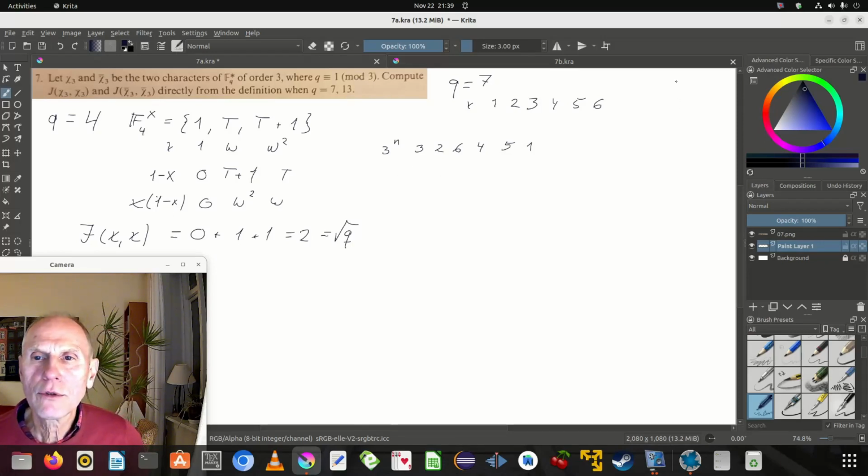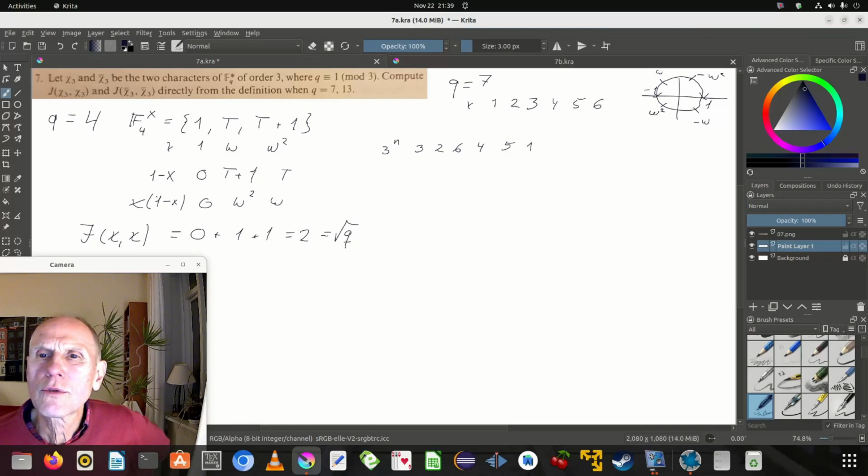And our values, we have 6 roots on the unit circle. Here we have omega, minus omega to the second, and minus omega, unity, and minus unity. 1, 2, 3, 4, 5, 6. Right. So, why did I write that here?